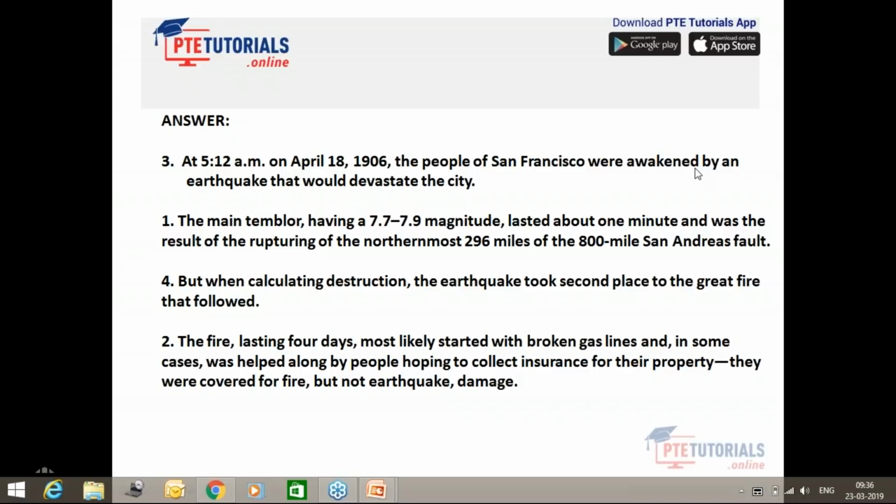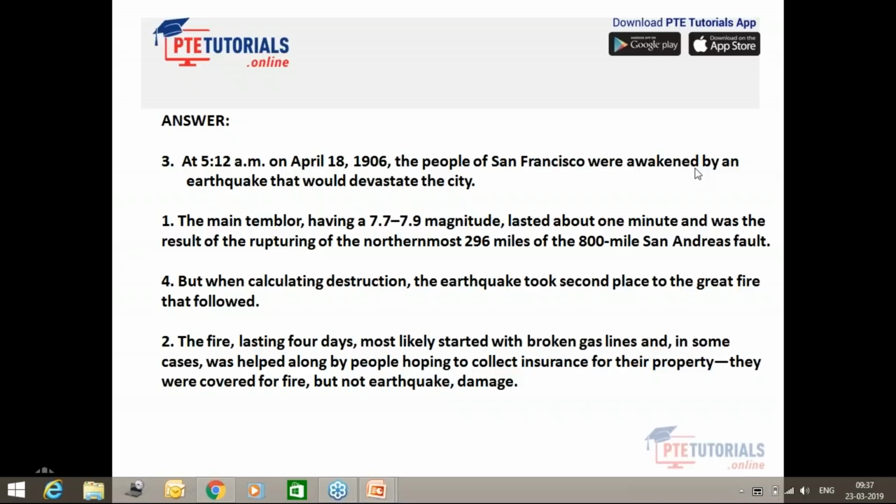At 5:12 a.m. on April 18, 1906, the people of San Francisco were awakened by an earthquake. An earthquake means it is the introduction of something that had happened there that would devastate the city. Then the tumbler having a 7.7 to 7.9 magnitude. Now it is just connected to the previous words of the previous statement, that is earthquake. Now they are giving you the scale, the rate at which it occurred.